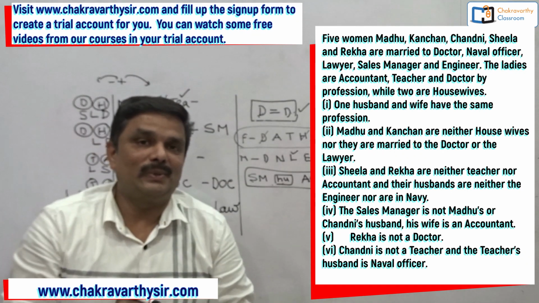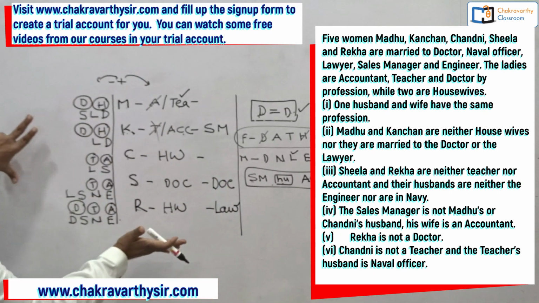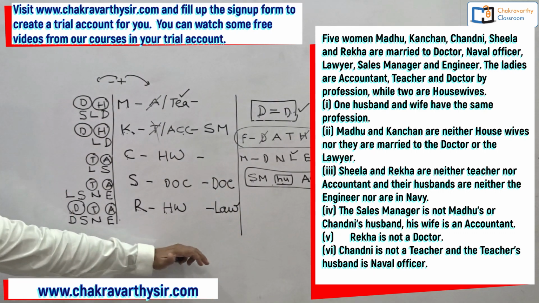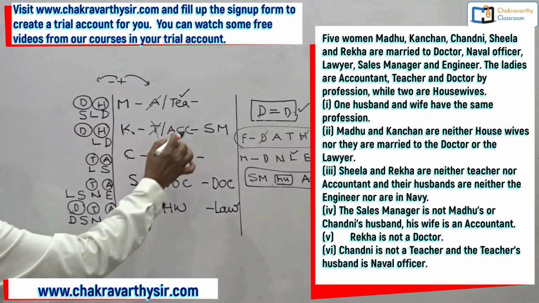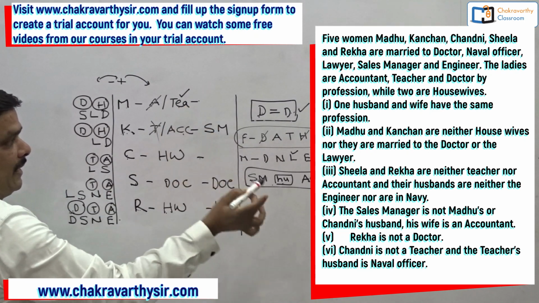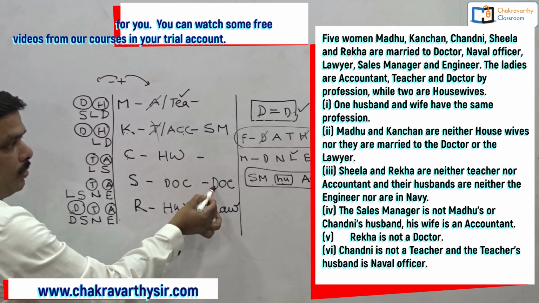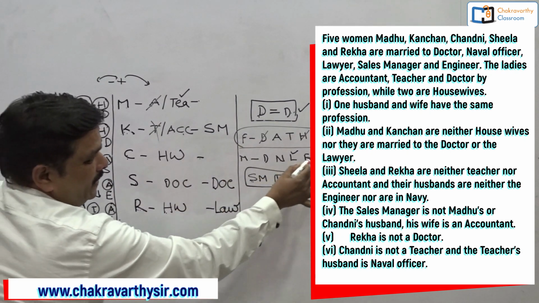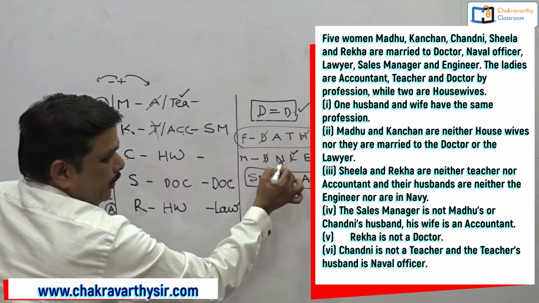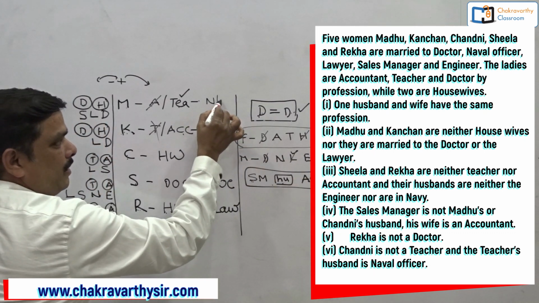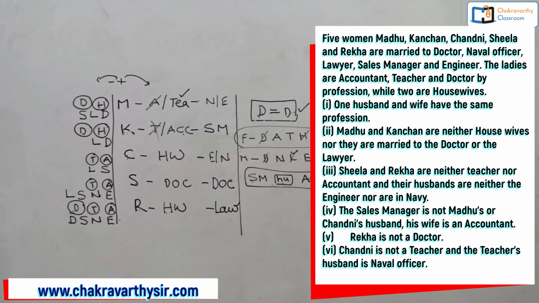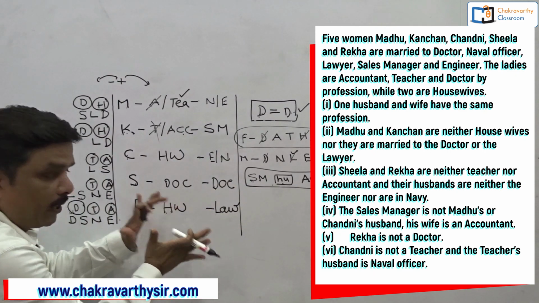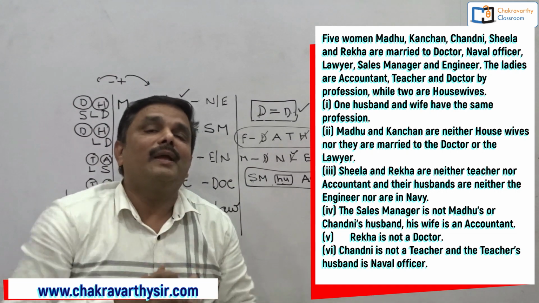Sometimes what they do, students, they just stop giving the information here only. If they stop here itself, you must conclude that these two should be taken as a sales manager over, doctor over and lawyer over. Sales manager, doctor and lawyer over. Either naval officer or engineer or naval officer. If they stop here only, if they have not given any further information.